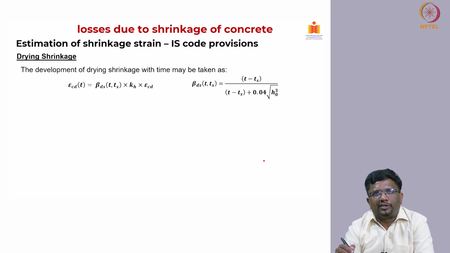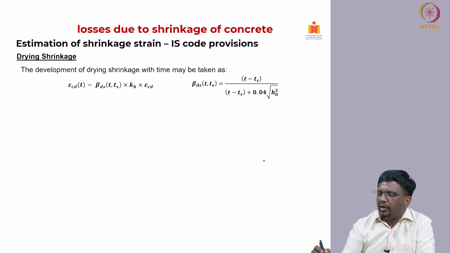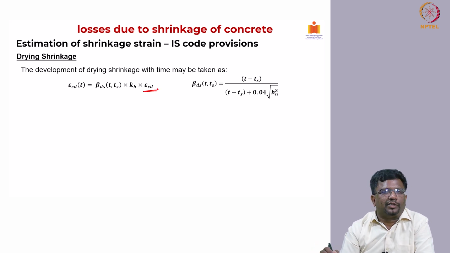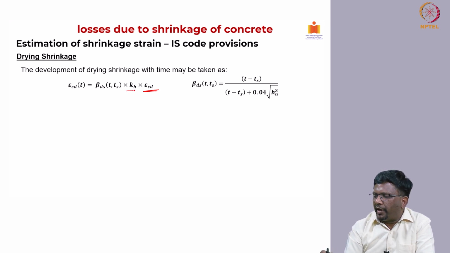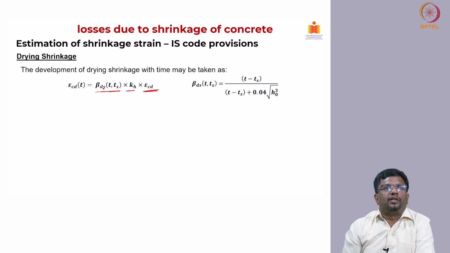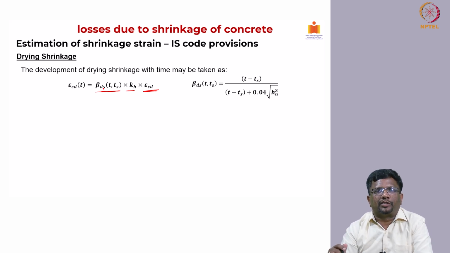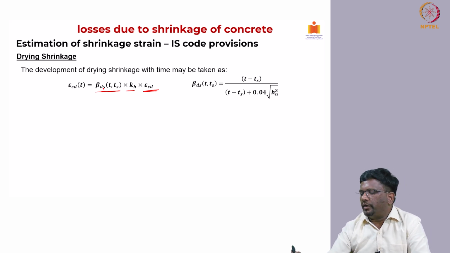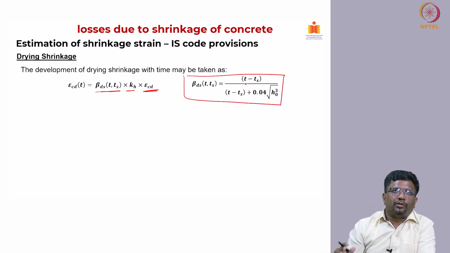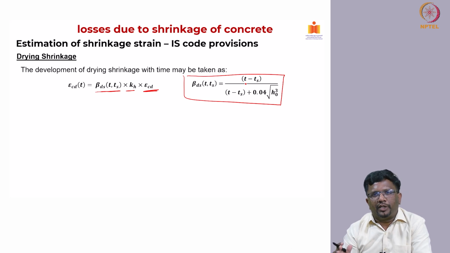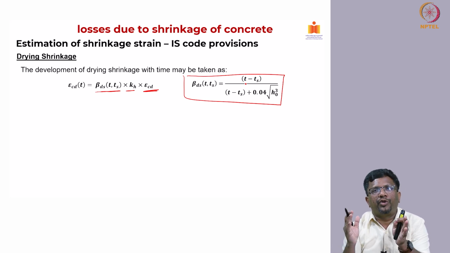Similarly, for drying shrinkage also the code is giving you the maximum value. This has to be reduced by two factors. One is the KH factor, the humidity factor. Another one is another reduction factor which is given as a function of your time t, and this beta ds factor, the reduction factor, again you can see here, where t is the time at which you are doing the calculation, ts is the time up to which you have cured the concrete.